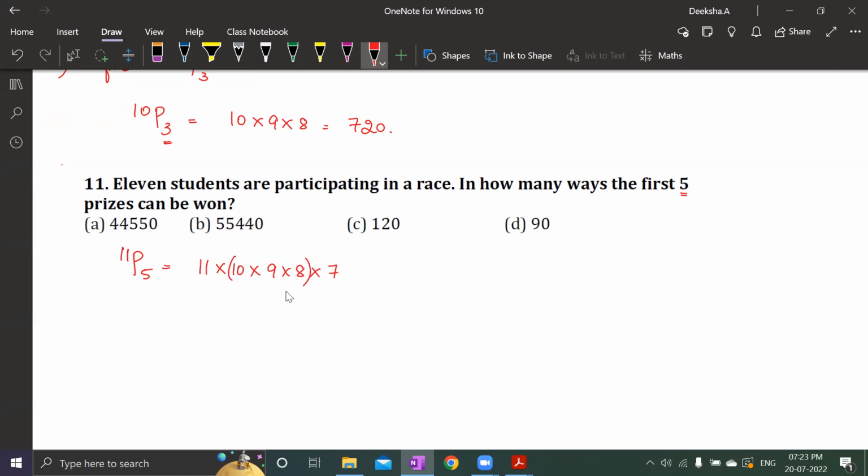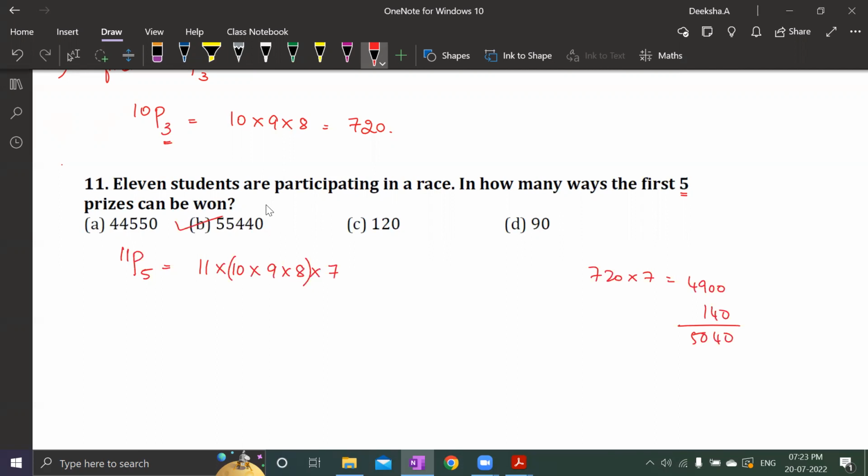We already know 720 into 7 is 4900 plus this is 140, which gives you 5040 into 11. So 5040 into 11 is going to be greater than 50,000. So the answer is 55440.